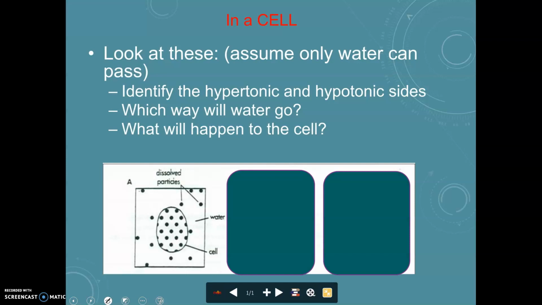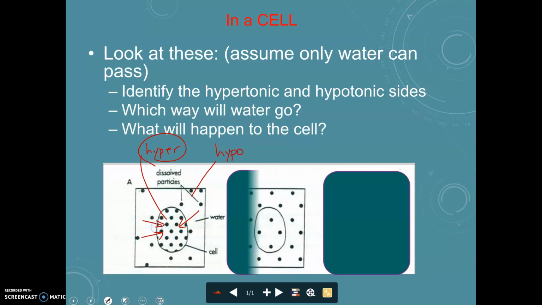All right, here's one more. So only water can pass. In A, it looks to me like there's a lot more solute, the dissolved particles, inside the cell than outside. So that would mean my inside is hyper, my outside is hypo. My rule is water is always going to go to the side that's hypertonic, because that's the side with less water. It has more solute and less water. So in this one, it's hypertonic, hypotonic. Water's going to go in.